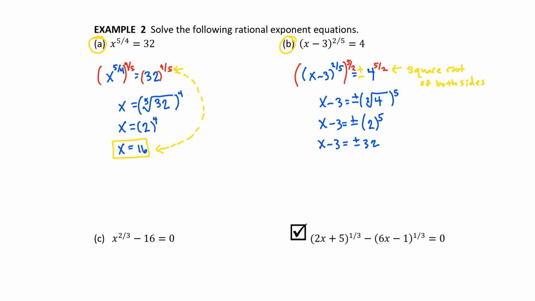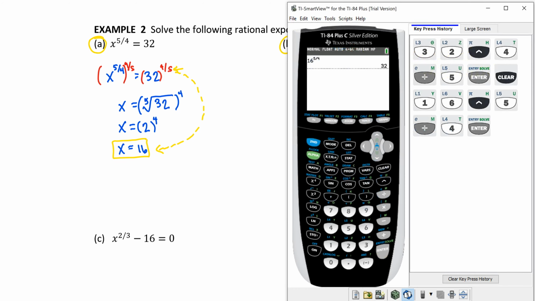This has led us to a linear equation, so I still need to do a little bit of work to solve for x. In particular, we need to add 3 to both sides. And I'm going to sneak 3 in front of that plus or minus 32 just to make it a little bit easier to read. Now, I'm going to separate these two answers. We do have two answers. One is 3 minus 32, and the other one is 3 plus 32. So evaluating those, we get x equals negative 29 and 35. So this one yielded 2 solutions.